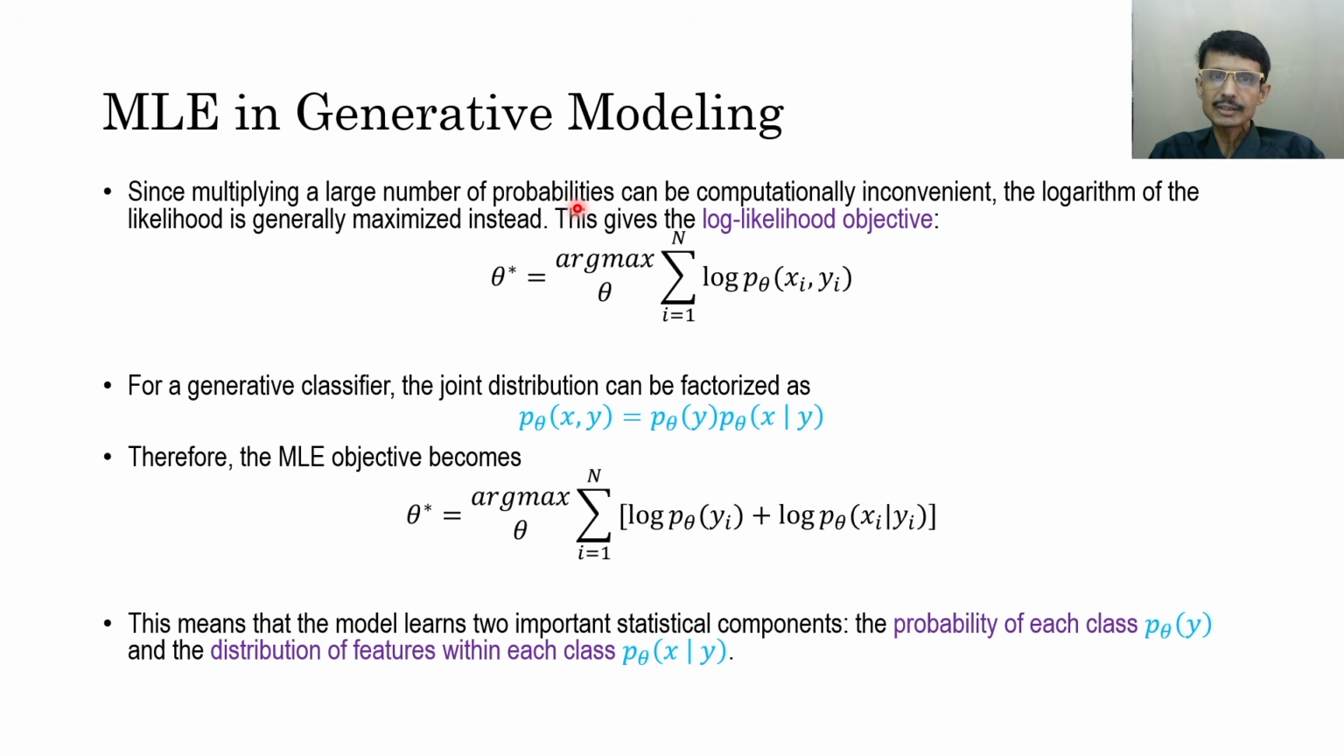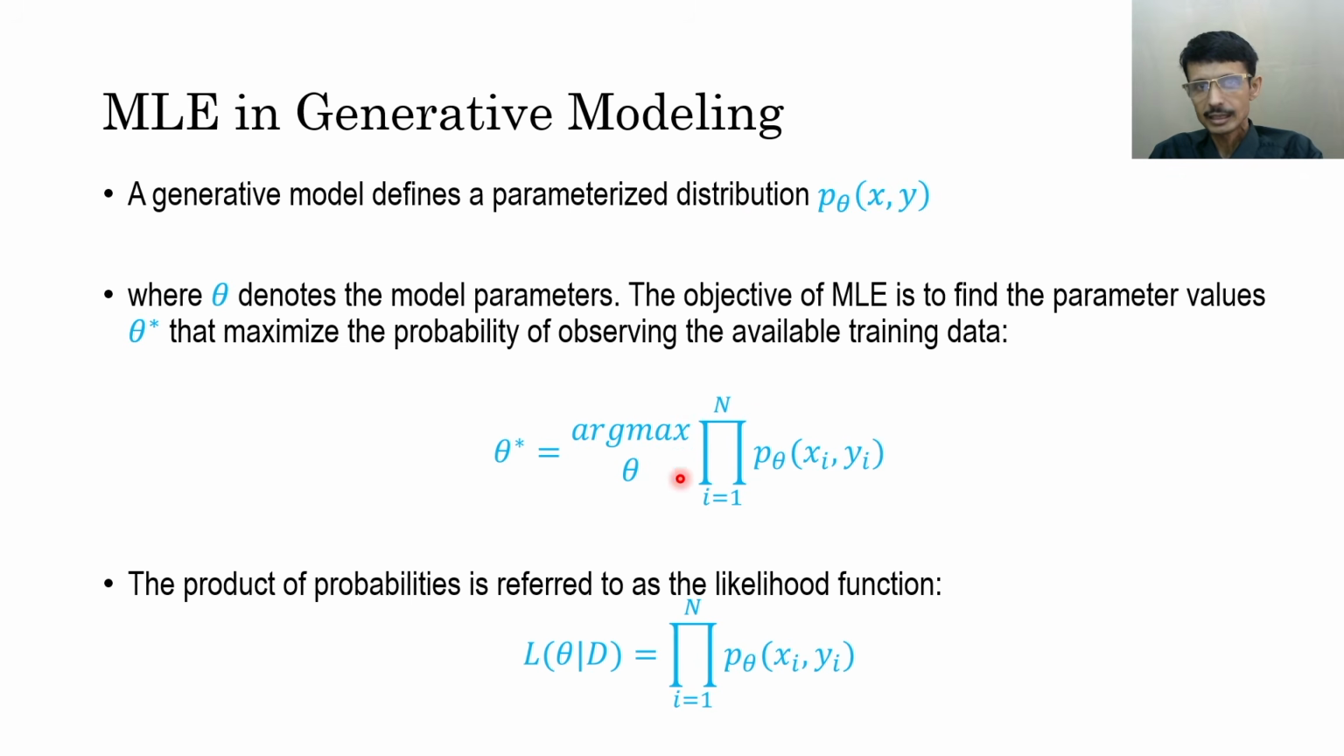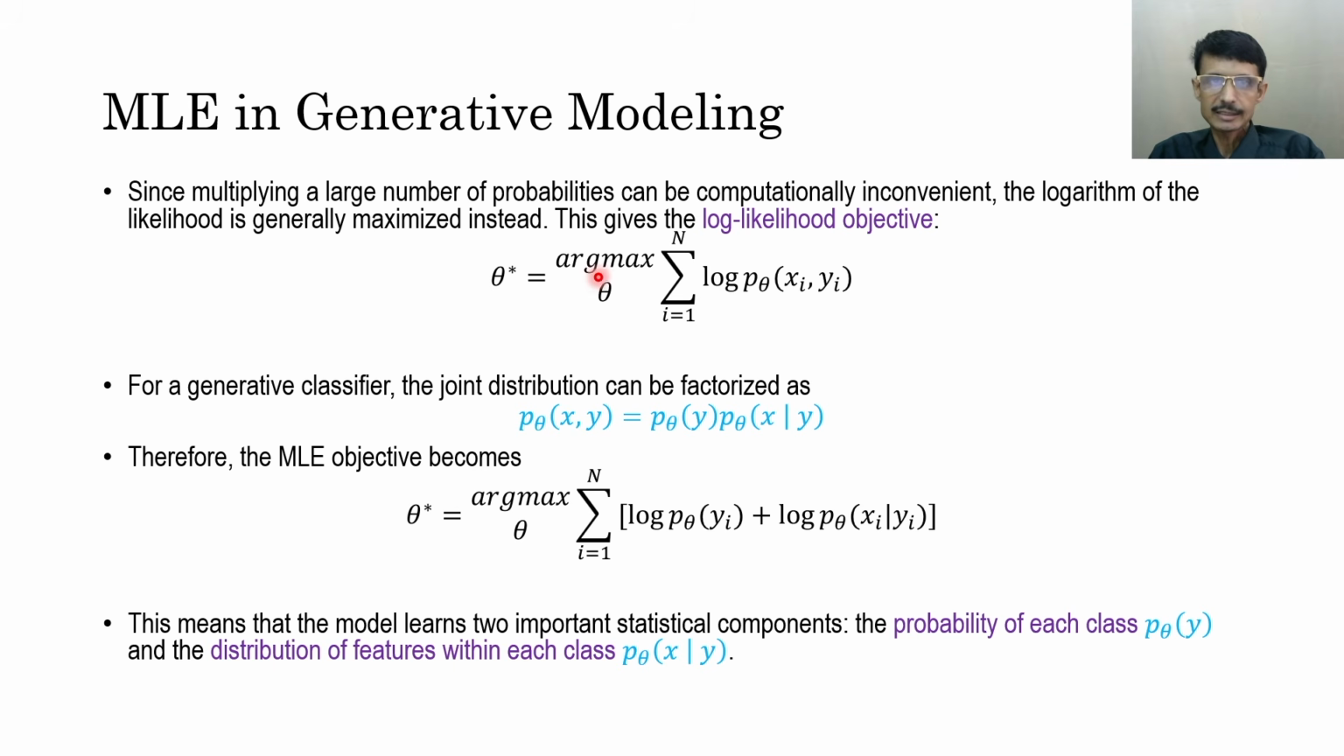Now, since multiplying a large number of probabilities can be computationally inconvenient, we put a logarithm and make it a summation. So the logarithm of the likelihood is generally maximized instead. This gives the log likelihood objective. So what is the log likelihood? It's basically a similar thing: theta star is argmax theta, where we put the log so that the multiplication is replaced by the summation, i equal to 1 to n, log p theta.